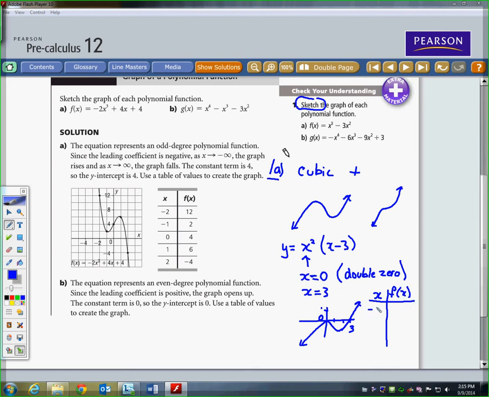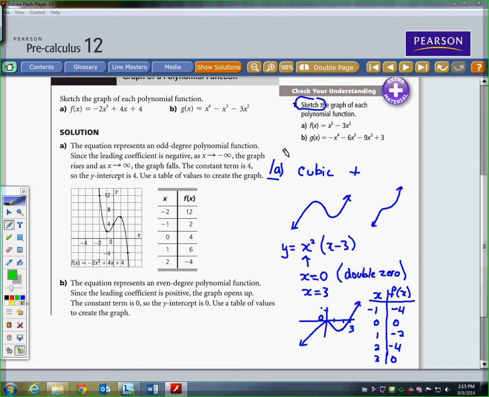So if we put a negative 1 in here, negative 1 cubed is negative 1 minus 3 times negative 1, so it's negative 1 minus 3, so it'll be negative 4. If I put a 0, I get a 0. If I put a 1, I get 1 minus 3, so it's minus 2. If I put a 2, 2 cubed is 8. Minus 3 times 4 is 12. 8 minus 12 is minus 4. 3 I know is going to be equal to 0.